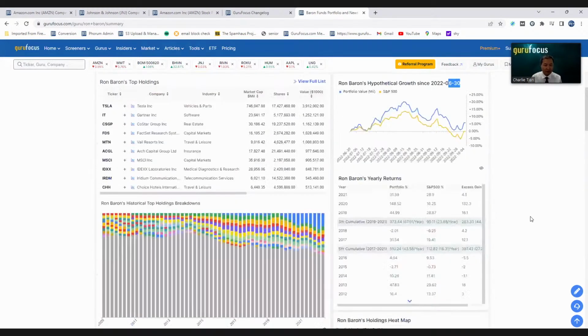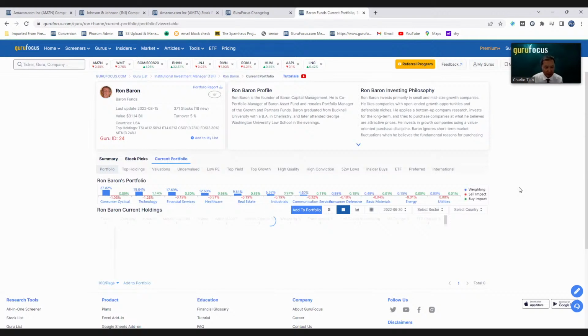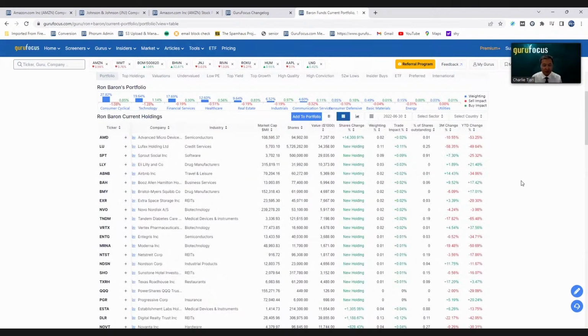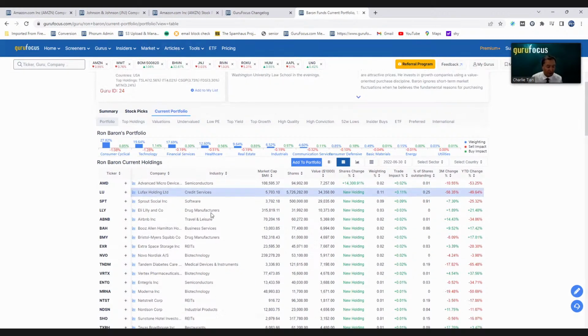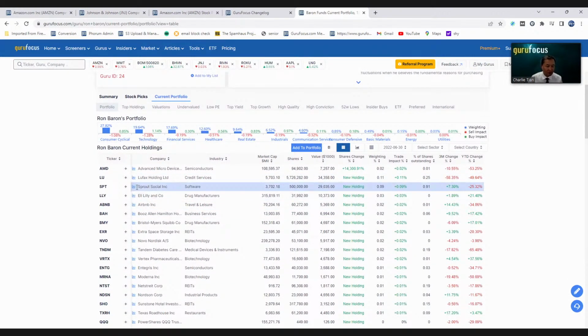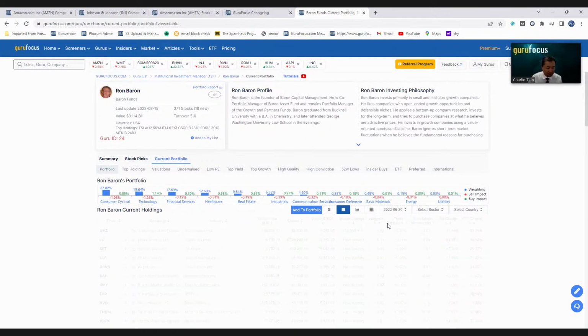Yeah, that's the overview. If you want to look at his portfolio, come to his current portfolio page. Here it shows his top new holdings. The first one, the one he bought the most over the last quarter, is AMD, and we all know what that company is. Second one is LU, I'm not sure, I don't know about this company. Sprouts Social, I'm not sure. Lilly, we know that company. Airbnb. These are the companies he owns.